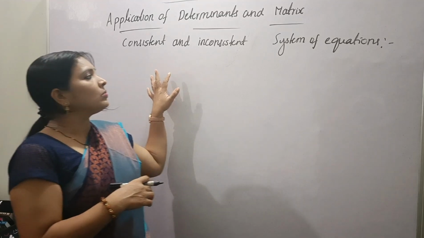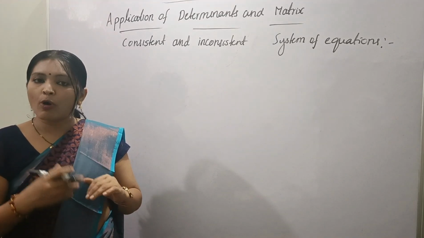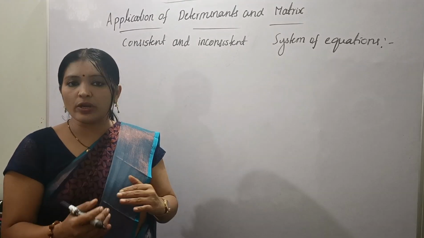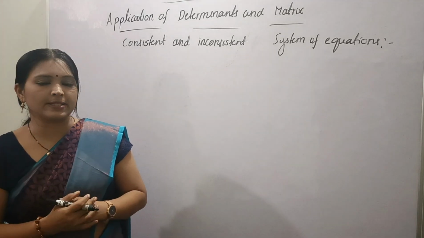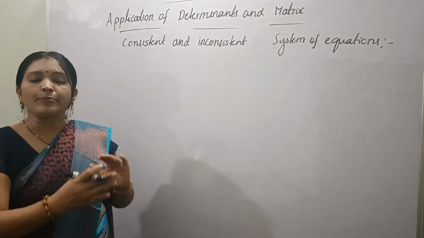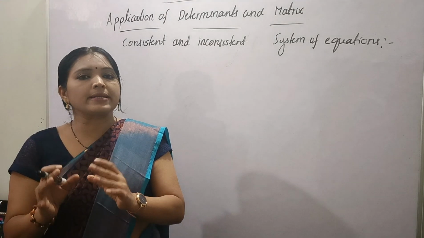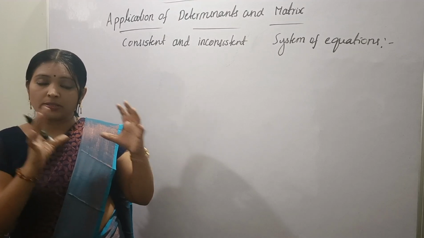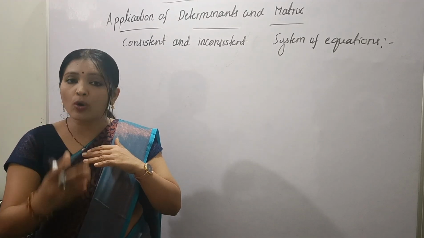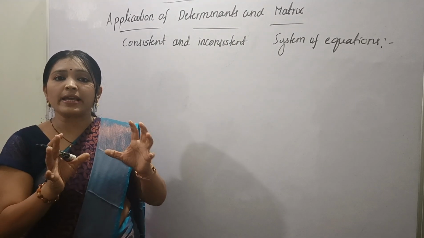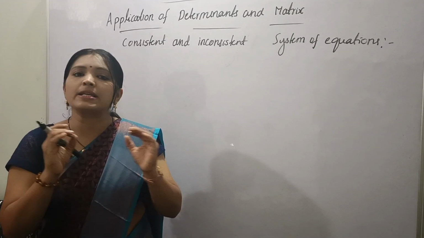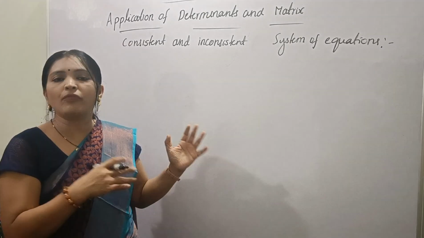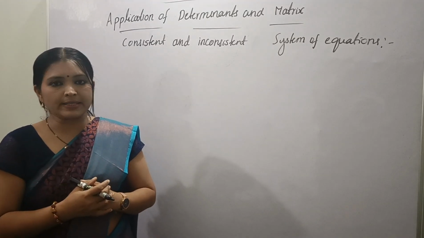Now see, before solving the system of linear equations, we have to check whether the system of equations is consistent or inconsistent. A system of equations is said to be consistent if it has one or more solutions. That is, if a system of linear equations has one or more solutions, then we say the given system is consistent. And if it has no solution, then the system of linear equations is said to be inconsistent.